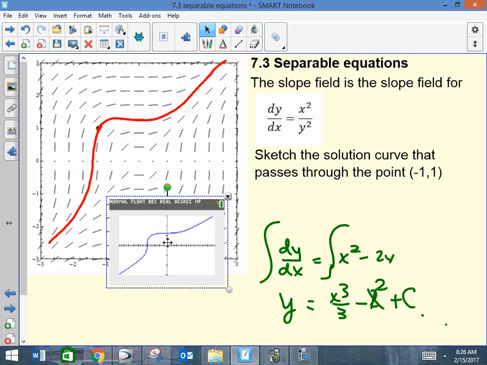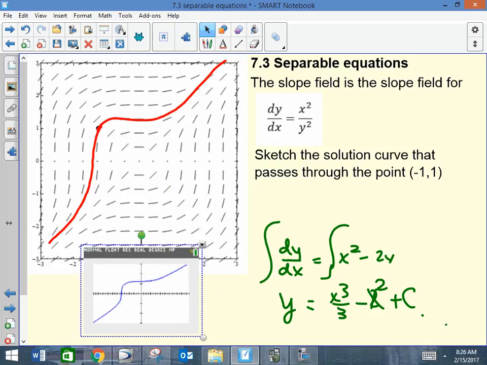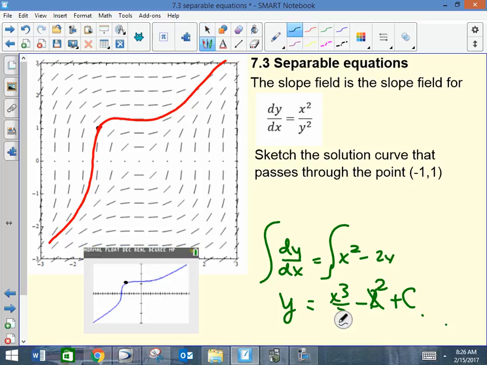Surprisingly accurate with just the slope field. But that's the beauty, if you will, of the slope field, is you can take any solution and get a graph of it. This is the graph of all solutions. This is just one that particularly wants to go through wherever that negative 1, 1 was right there. Okay? So, anyway.